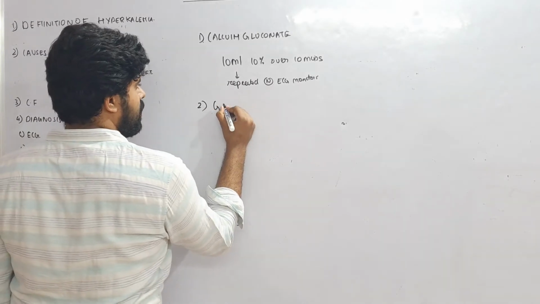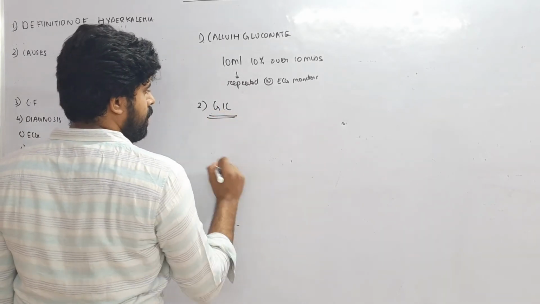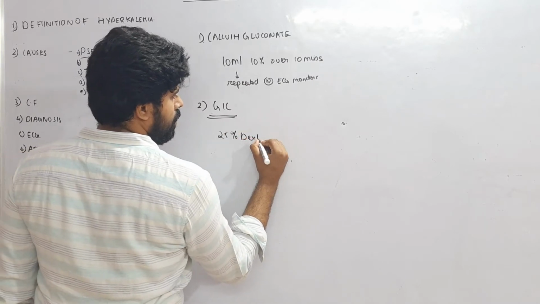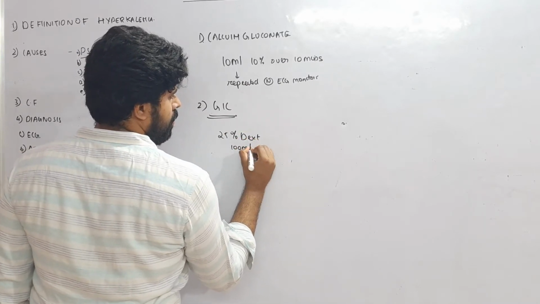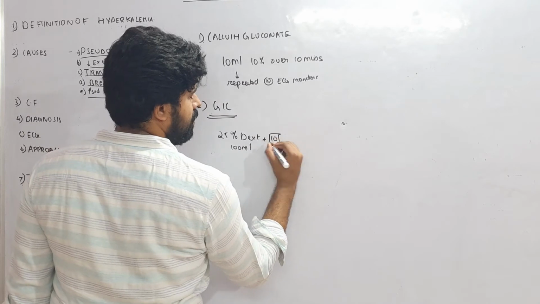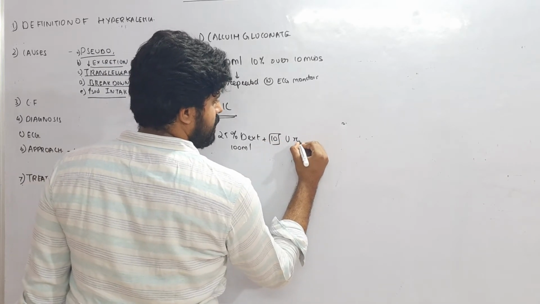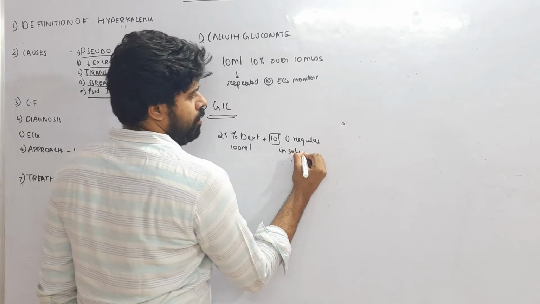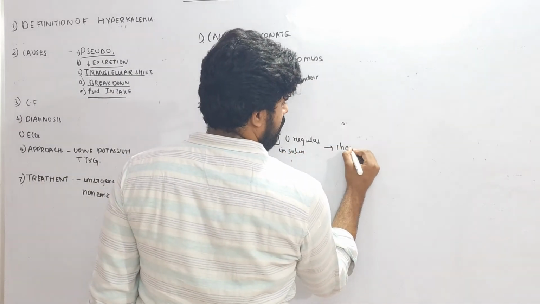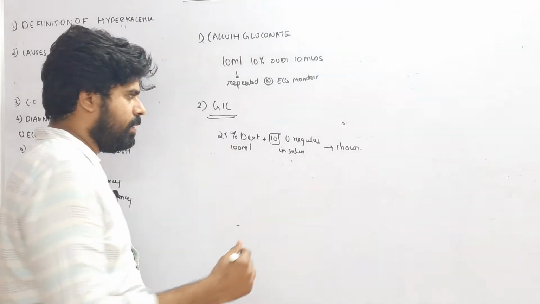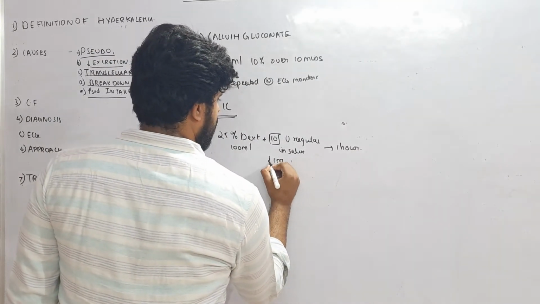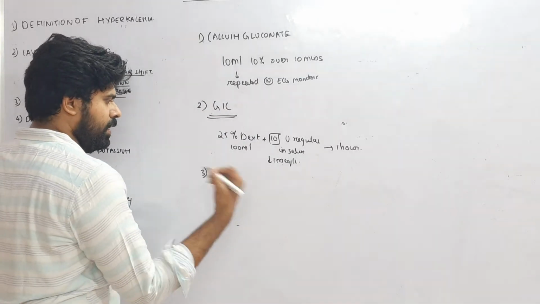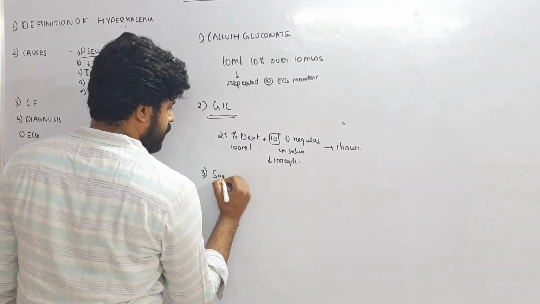First, we will go for the GIC, the glucose insulin infusion. That will be in 25% dextrose, 100 ml. You add 10 units of regular insulin. This should be given over a period of 1 hour. This will reduce the potassium levels by 1 milliequivalent per liter. Then the third one will be the sodium bicarb.